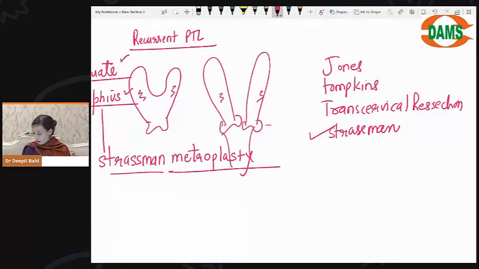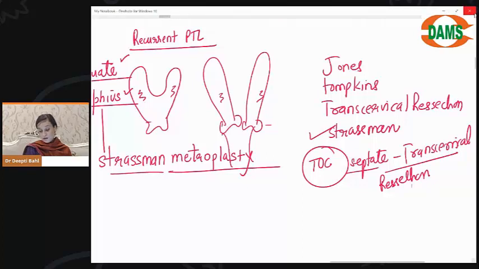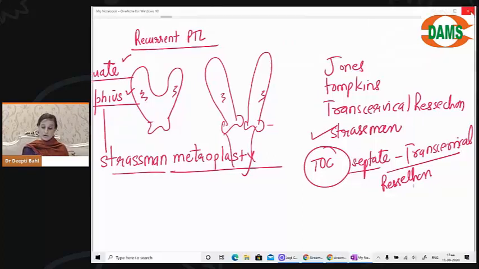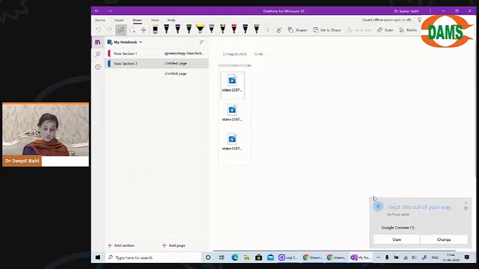Now, since we have talked about the treatment of choice for septate uterus being transcervical resection, I want you to now look at something. I'm going to show you a little video clip where I will show you how we do the hysteroscopic resection of the septum.